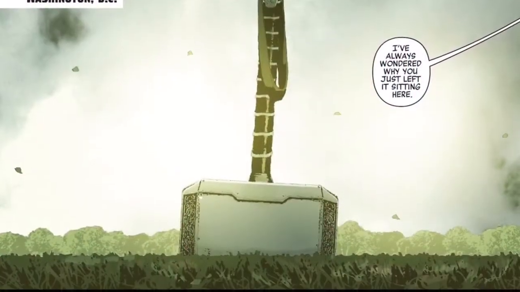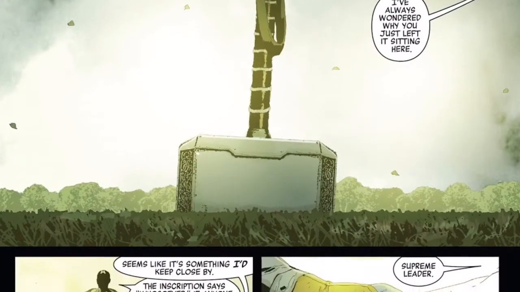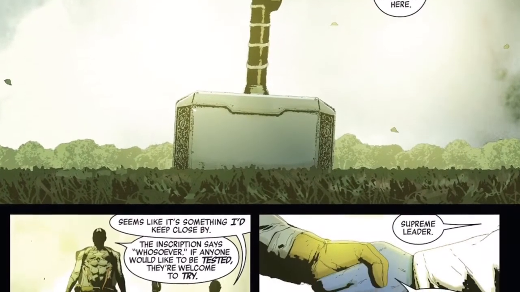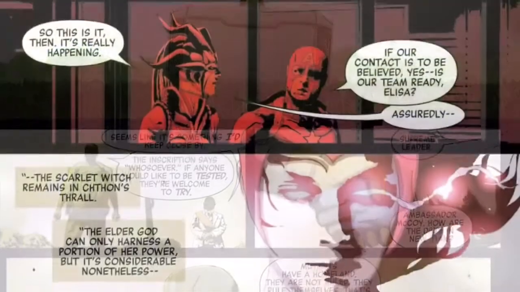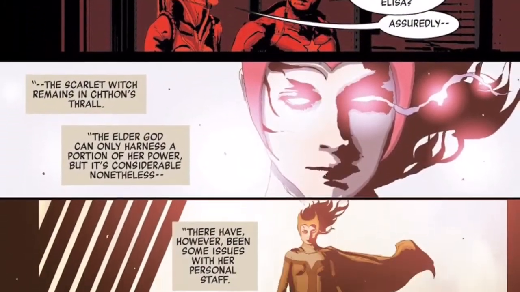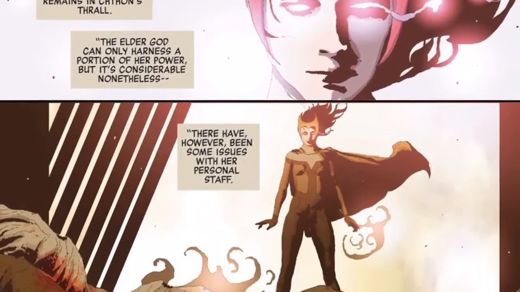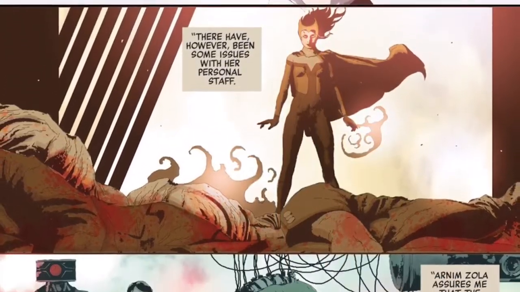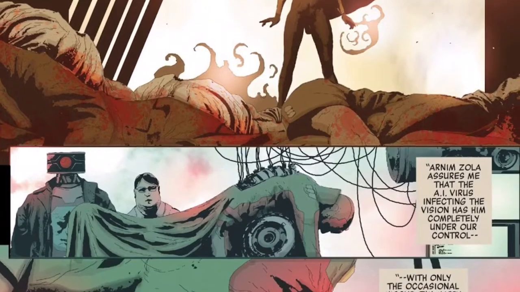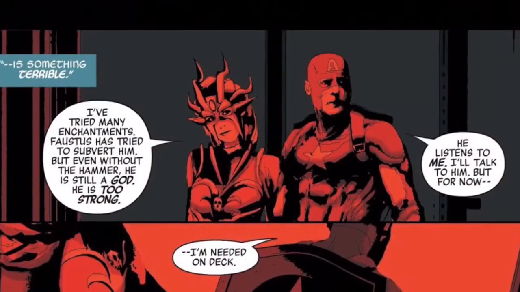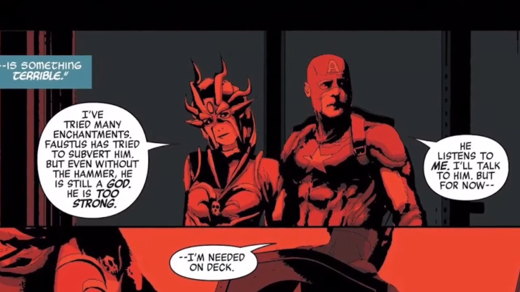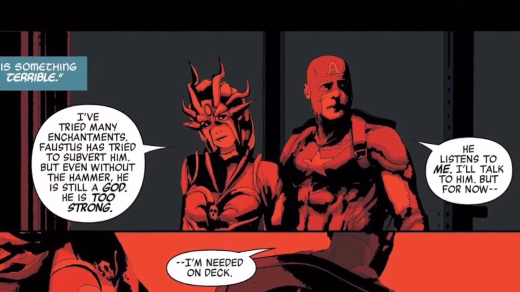Next, in Secret Empire number 5, Hydra Cap reveals that he has left Mjolnir in Washington, D.C. since the day he first lifted it. Next, the new Madam Hydra and Hydra Cap discuss how well they are keeping the members of the Hydra Avengers under their control. Madam Hydra reveals that they are having trouble making sure that Thor is on their side. They have tried all manners of magic and mind control, but they can't control him because he is too strong.